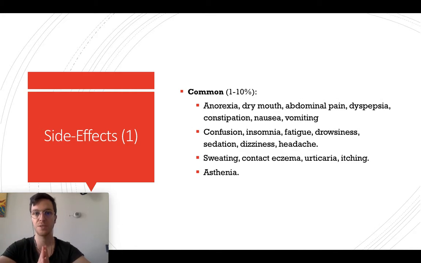Morphine is a very good painkiller, but it also has some side effects. I noted the most common ones here. Some 1 to 10% of all people that use morphine can have any of these effects: anorexia, dry mouth, abdominal pains, dyspepsia, nausea, vomiting, but also confusion, dizziness, headaches, and eczema, urticaria. I will not name all of them out loud. Feel free to pause the video anytime to check them.